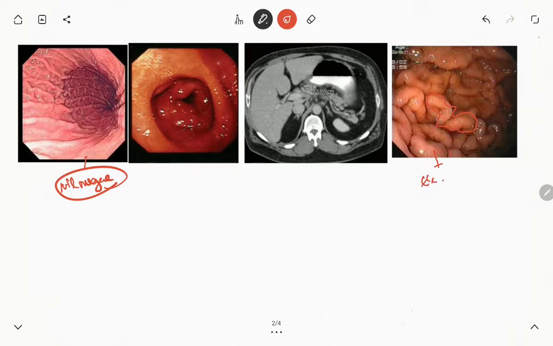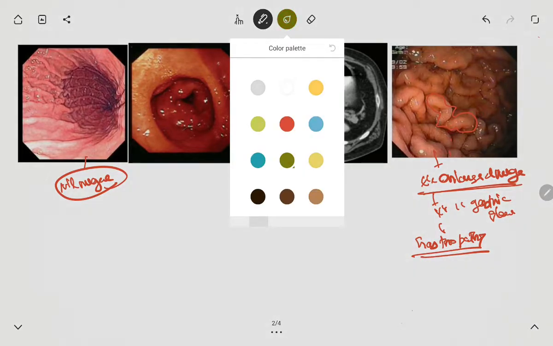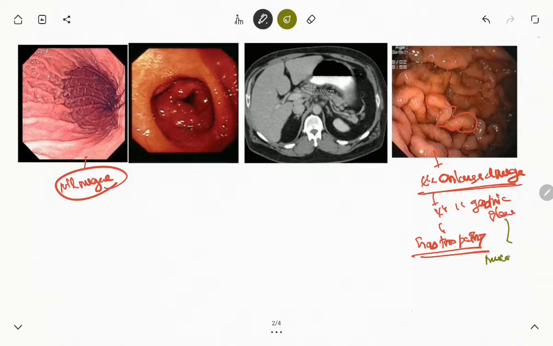multiple enlarged rugae, enlarged gastric glands. We give the term gastropathy. These glands are also called mucous glands and have a special name, foveolar glands, which you find in pathology in H. pylori.